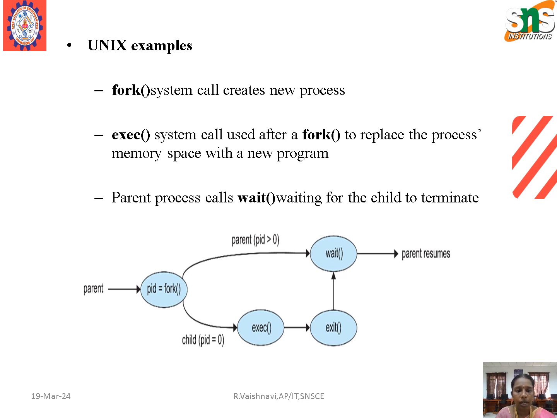Here we have the diagrammatic representation. First one is the parent. It goes for the process identifier. Next, the parent's process identifier is greater than 0. It goes for the wait, and on this side we have the execution. After the execution the process will exit.